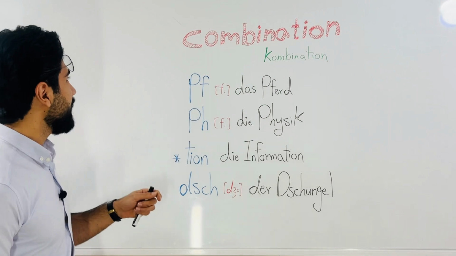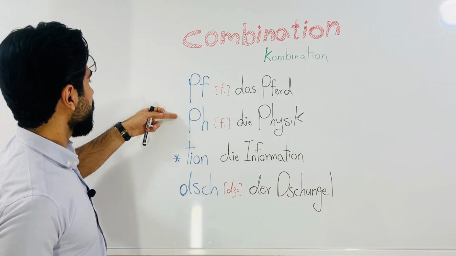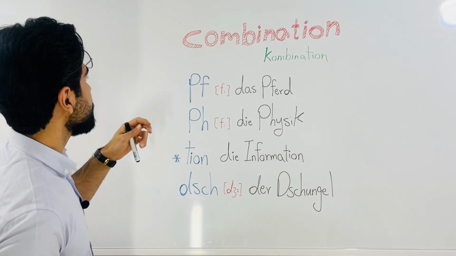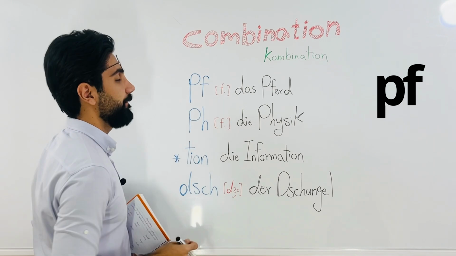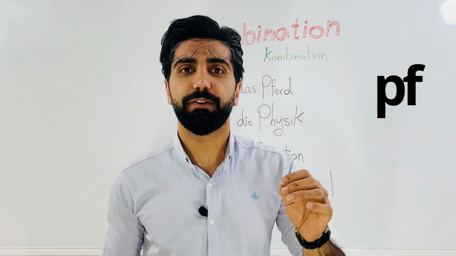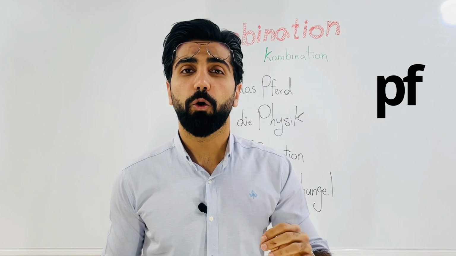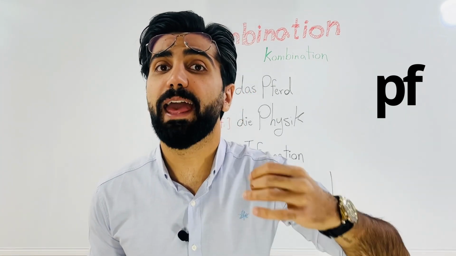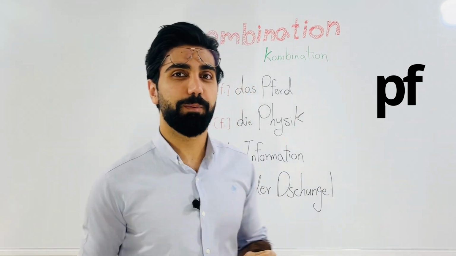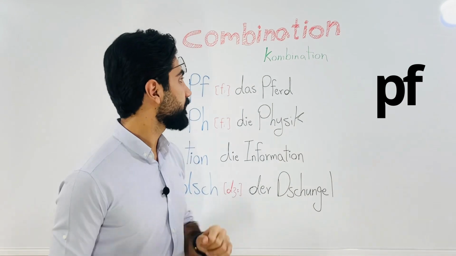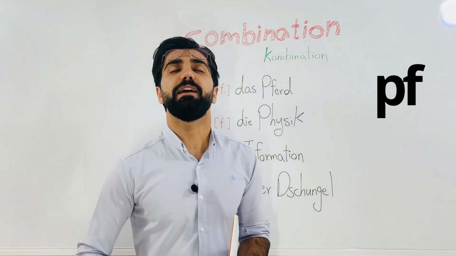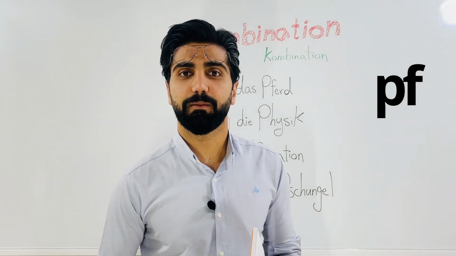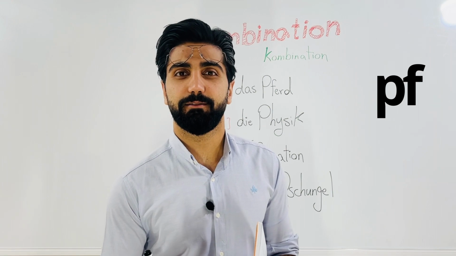And here we have four other combinations between alphabets. At first we have a combination between P and F. You have to say it like a strong F. Repeat. For example, das Pferd. Repeat after me: das Pferd. That means a horse.